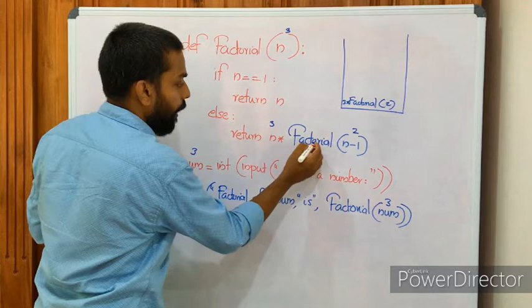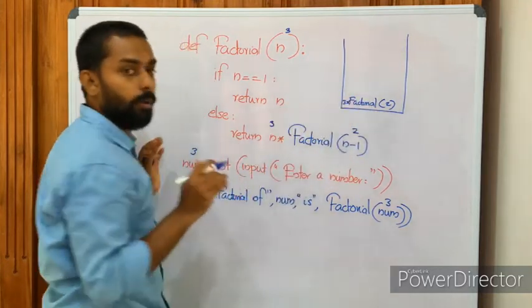So n into factorial of n minus 1. 3 into factorial of 2 will be placed onto the stack first.